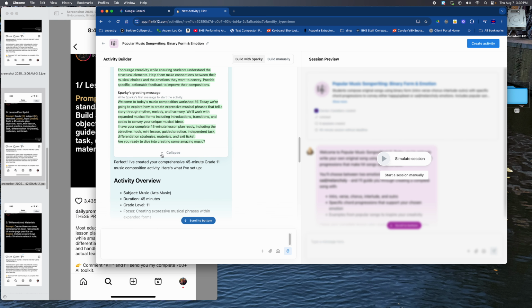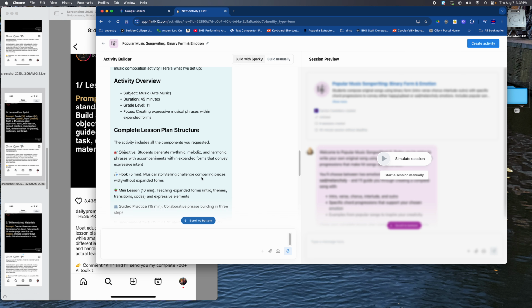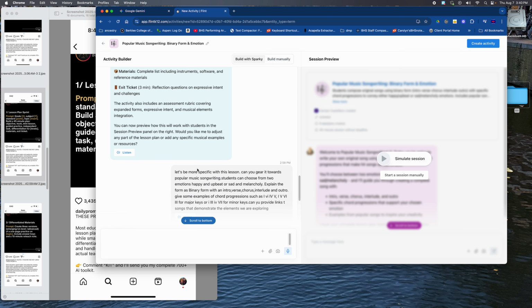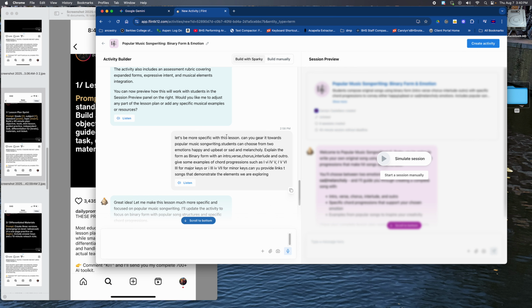It talked about, it just went into a little bit more depth. Students love hook, music, storytelling, comparing pieces. Again, it's not really very specific, right? Because I looked at it and I just felt like it would be too all over the place and not specific, and I would lose students. So then I was like, okay, let's be more specific with this lesson.